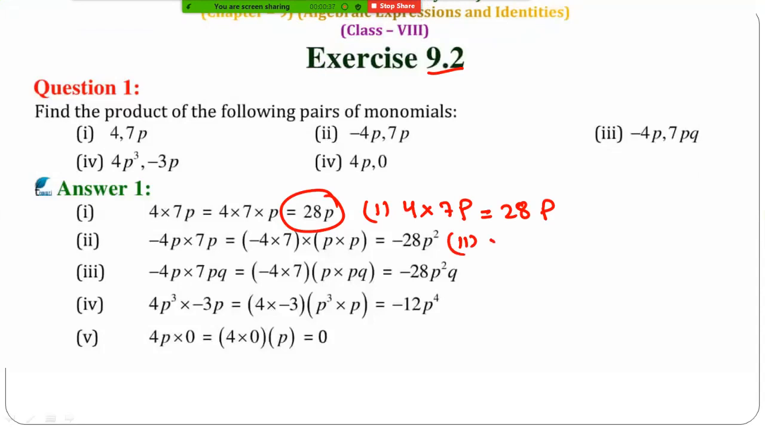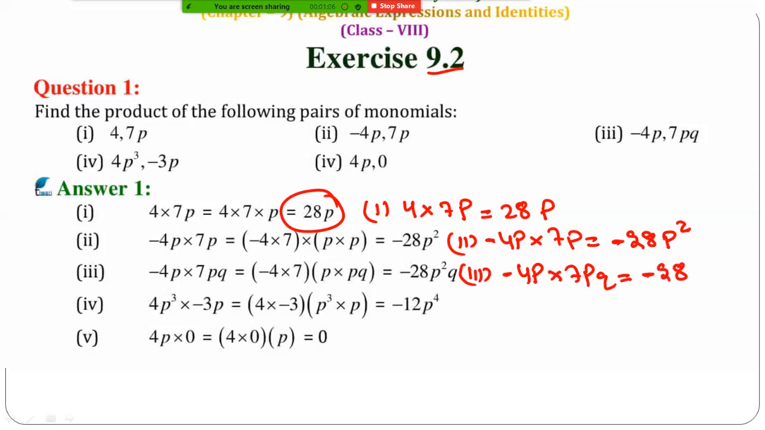Second part is minus 4p into 7p. If there is one term with a minus sign, the net answer is also negative. So minus of 4 sevens are 28, and p into p, so there are two p's, so it will become p square. Third part is minus 4p into 7pq. One term is minus, so the answer is minus. 4 into 7 is 28. So the power of p will become p power 2 and q as it is.